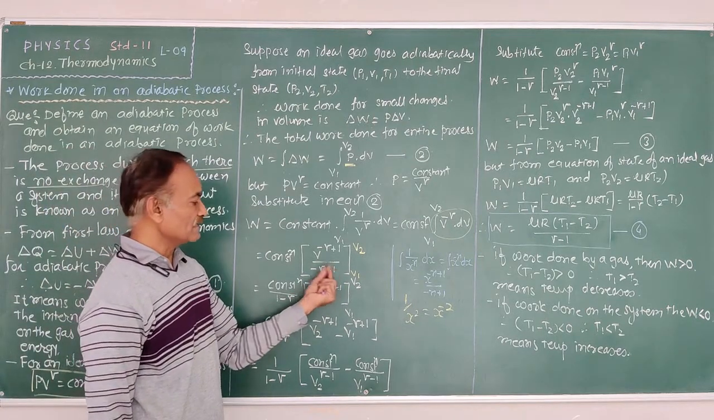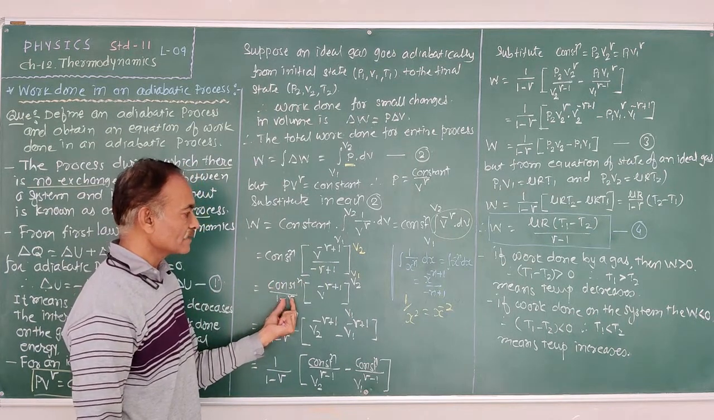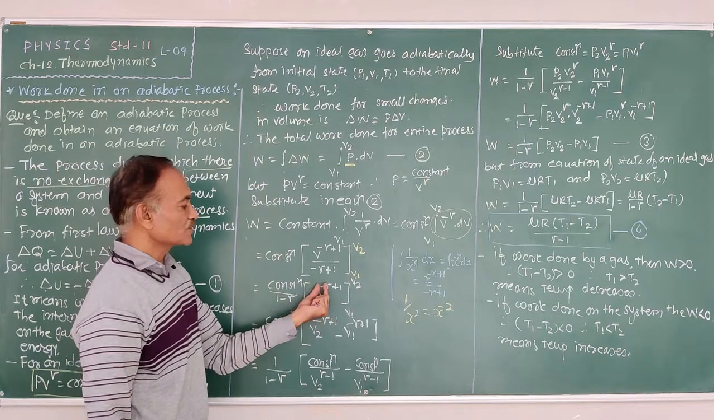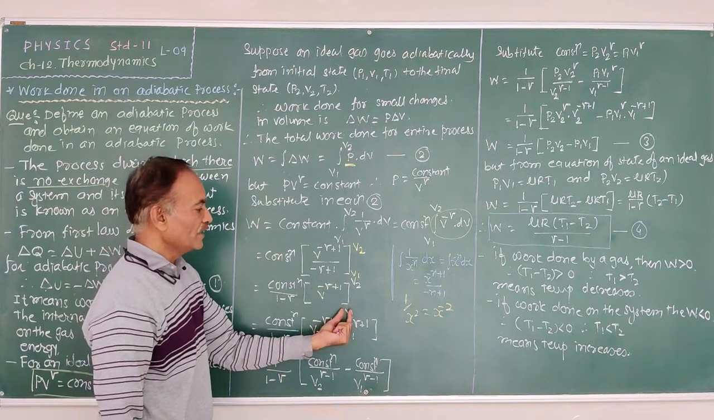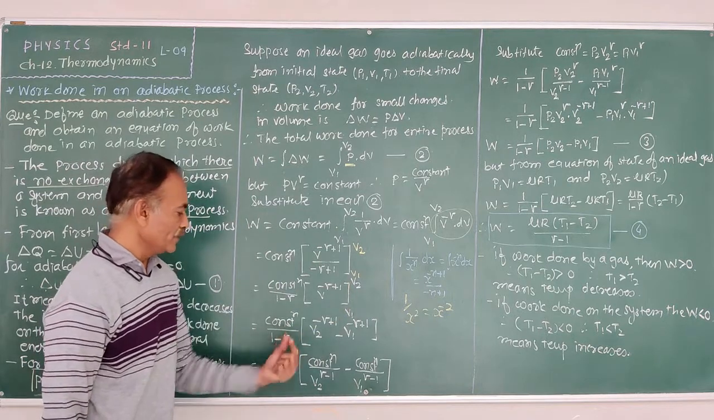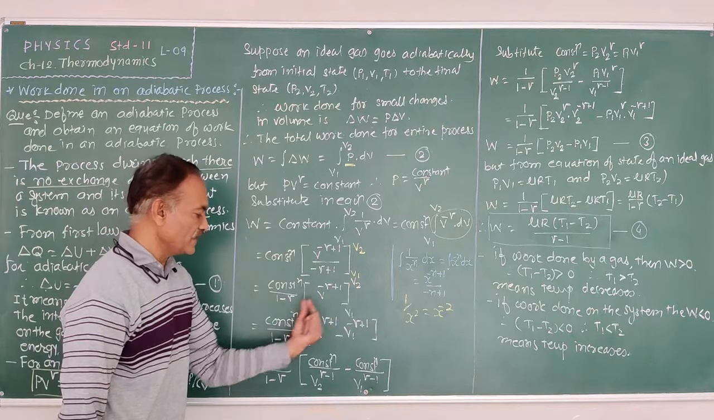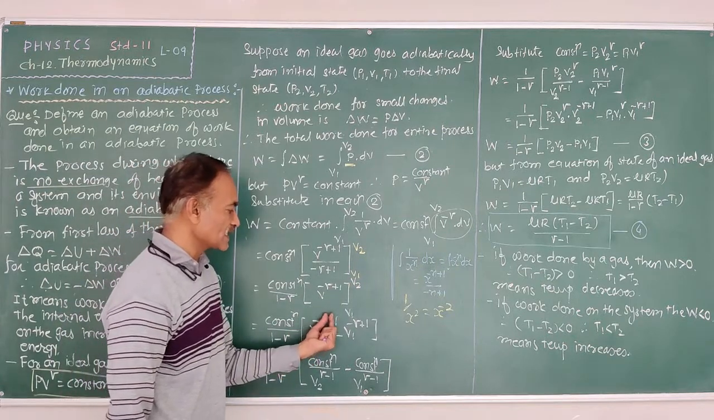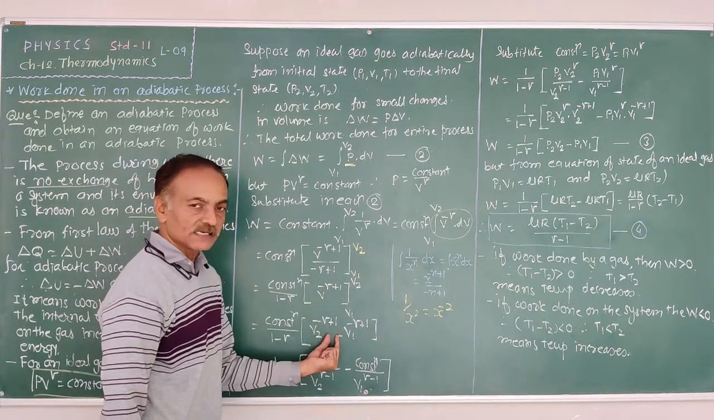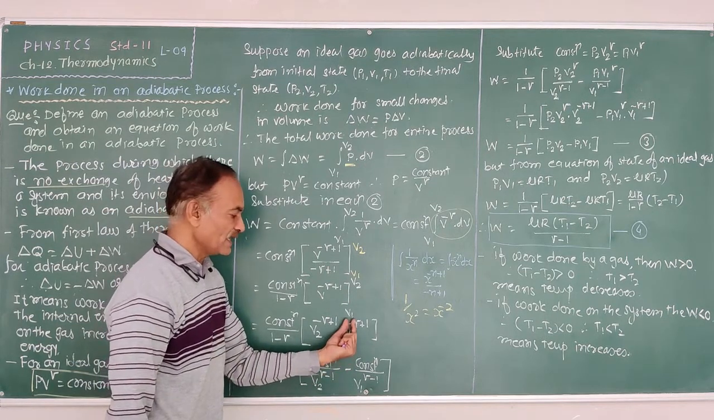Minus gamma plus 1 means 1 minus gamma. Therefore, constant upon 1 minus gamma. Here, V is to the power minus gamma plus 1, and the value varies from V1 to V2. Substitute the value: constant upon 1 minus gamma, V as V2, therefore V2 to the power minus gamma plus 1, minus the initial volume V1, V1 to the power minus gamma plus 1.